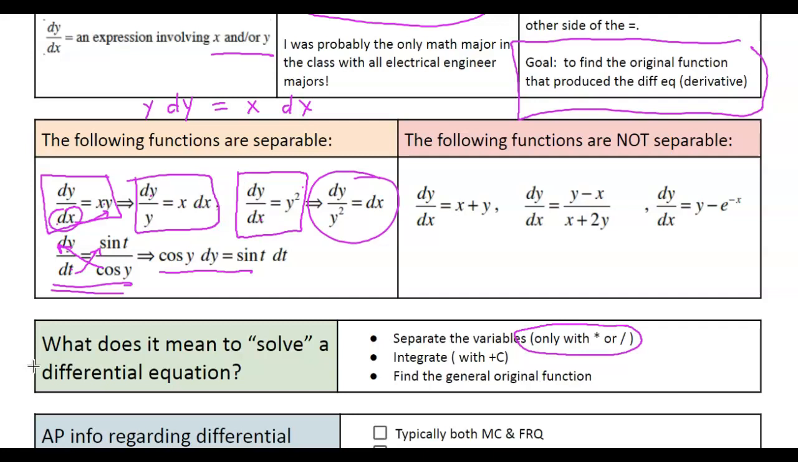Now, what's not separable? Like this. If I multiply by dx, the dx will go on the end, and I can't just subtract y because this is like a whole quantity together. You're not allowed to do that, so that's not separable. Same thing here. I can multiply and multiply, but I get (x plus 2y) dy equals (y minus x) dx, and then how do I get those out? Well, you can't. Same thing here. I can't just add this to the other side, so that's not separable. All right.